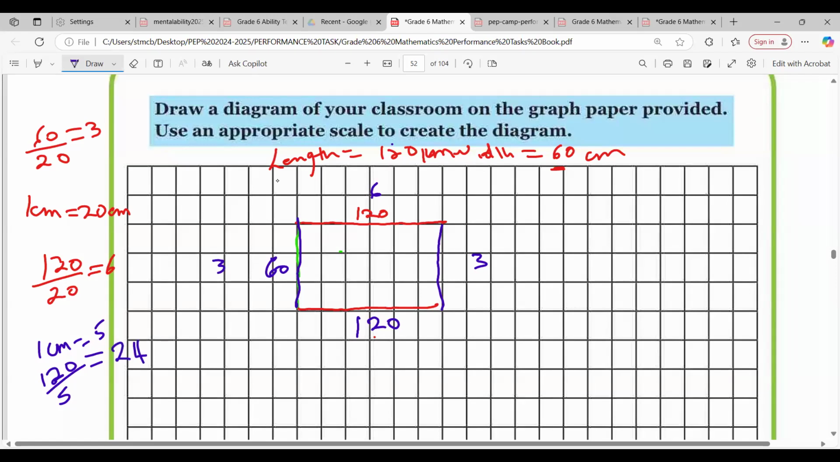And for the width, 1 centimeter is 5. So for the width, 60 divided by 5 would give you 12.